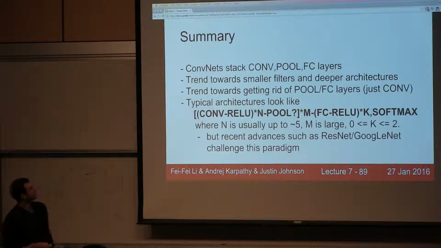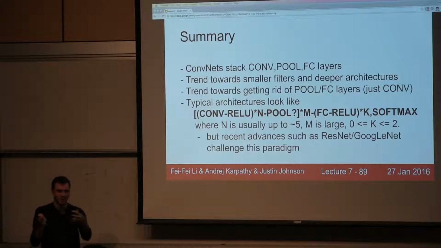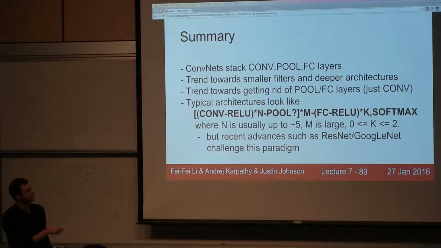So, summary: we have these conv pool layers. There's a trend towards getting rid of the pool and fully connected layers. We're eventually going to end up with networks, I think, that are purely conv, where spatial reduction is done with stride 2 convolutions instead of max pooling. There's a trend towards smaller filter sizes like 3 by 3, but with many more layers. A typical architecture for now looks like conv, relu, sometimes pool, and then fully connected layers maybe at the end, and a softmax at the end.